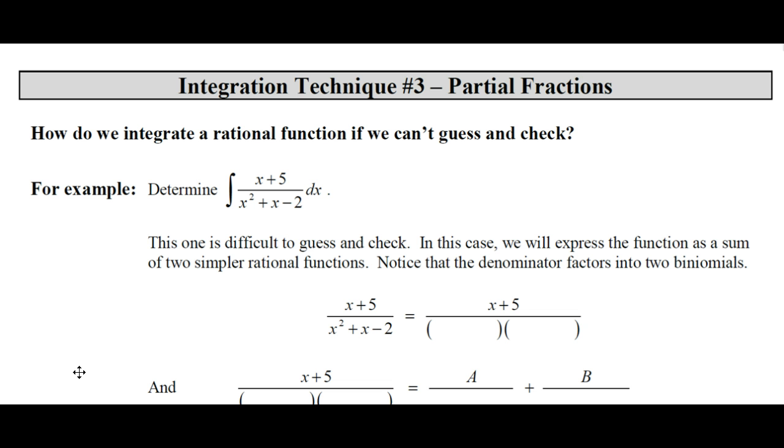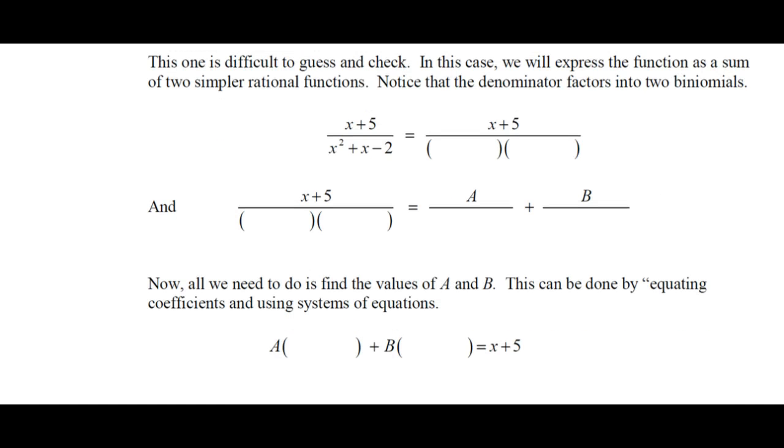Notice the denominator factors into two binomials. Okay, so what does x² + x − 2 factor into? x − 1, x + 2. Or x + 2, actually. Okay, so x + 2 and x − 1.